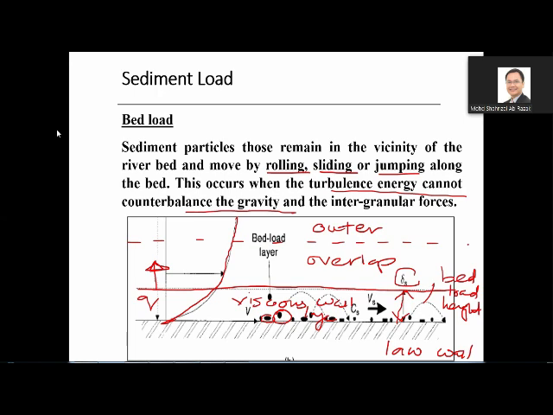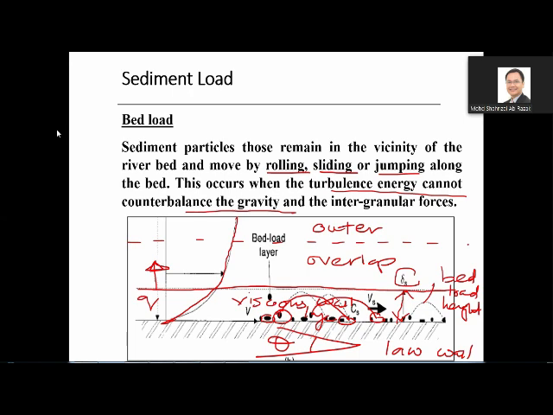Sliding means that if you have a greater bed slope, for example, then your particle slides. Jumping is when it leaps like this. It jumps from one point to another point. So Einstein's theory of bed load proved that the particle is not only rolling and sliding, but also jumping from one point to another.